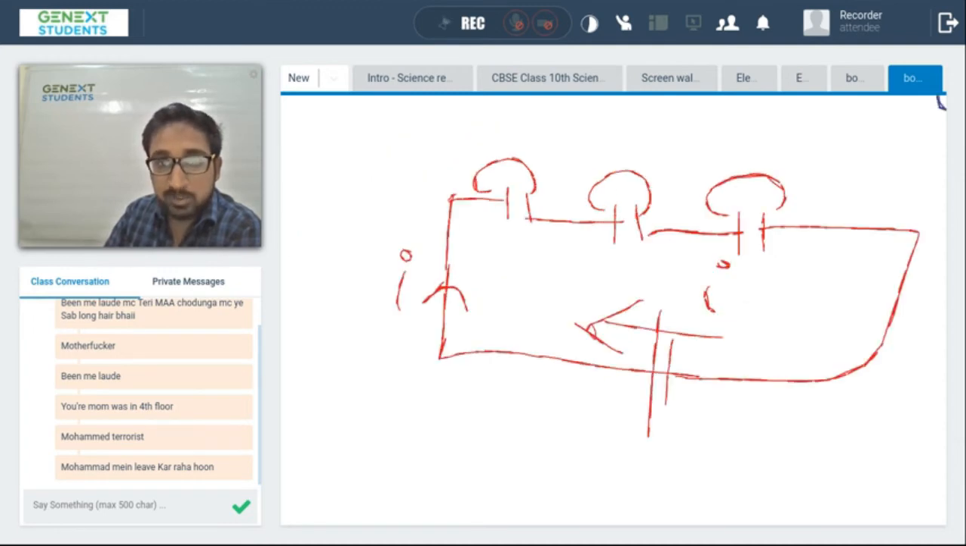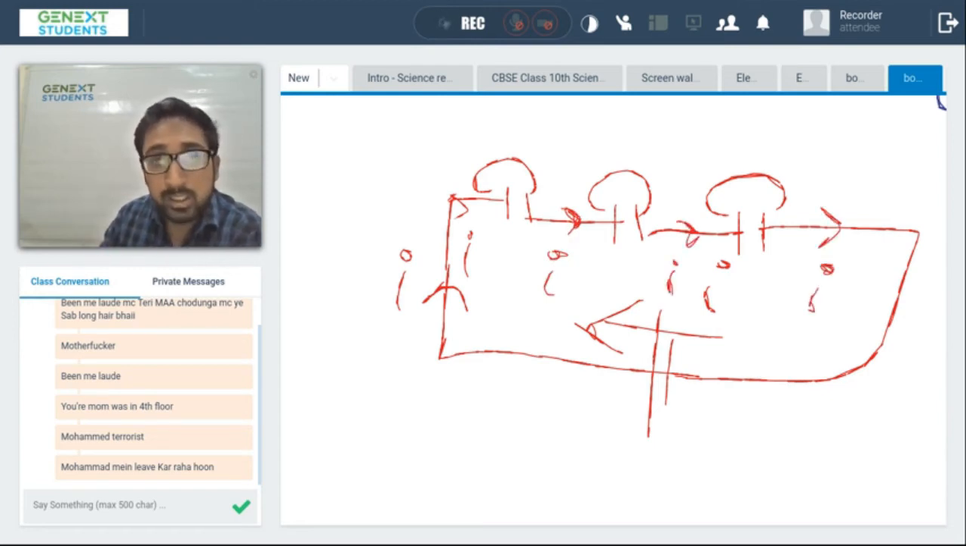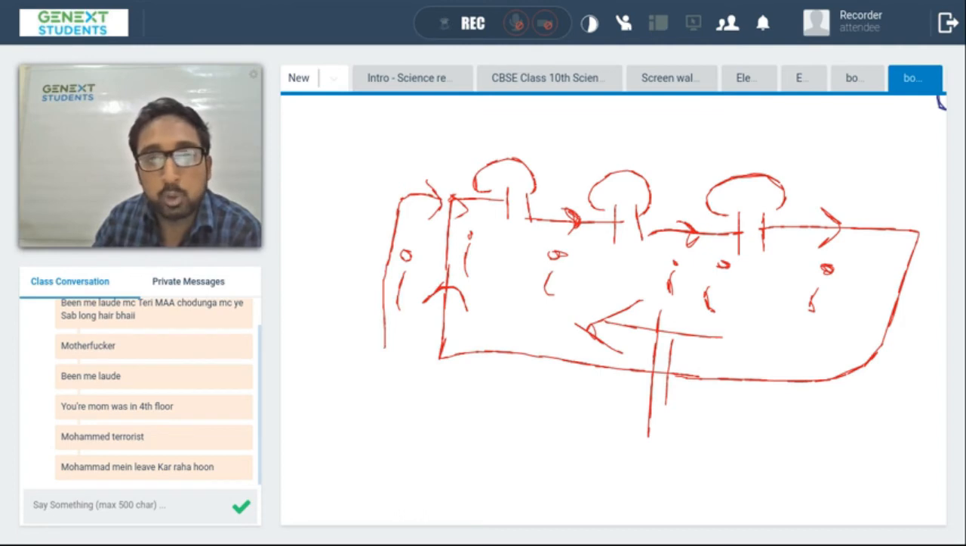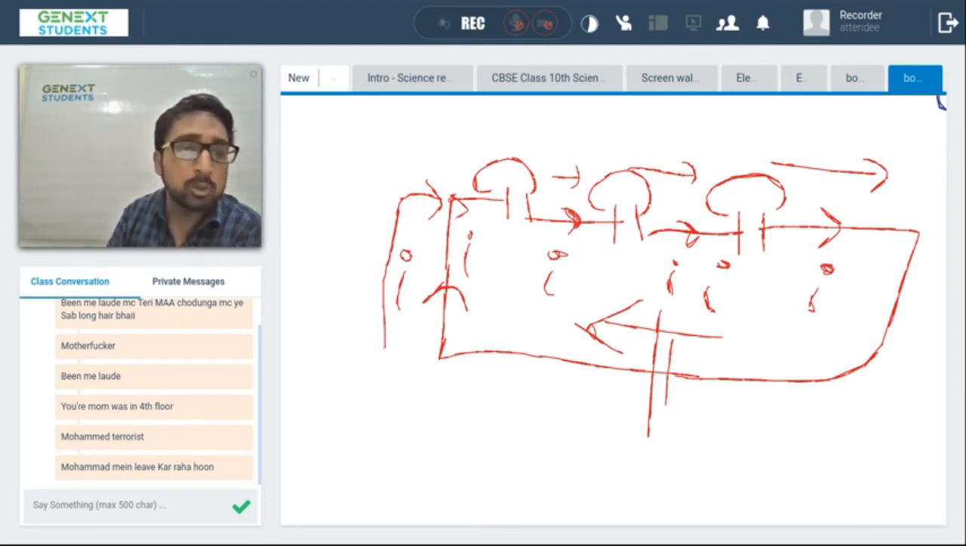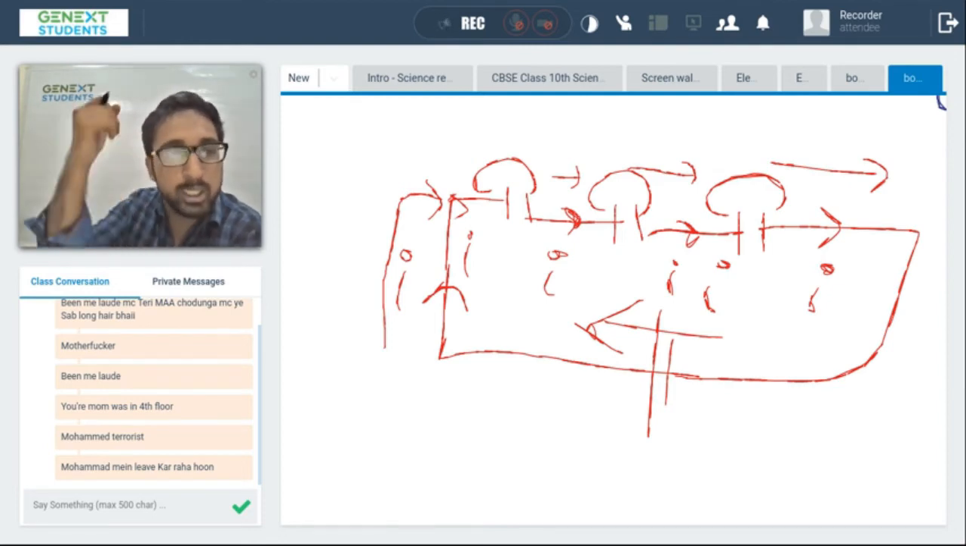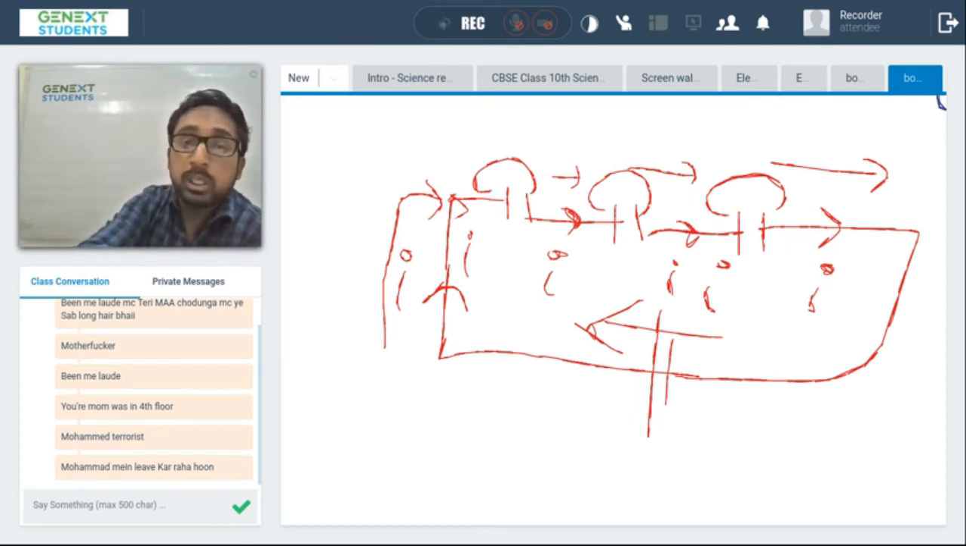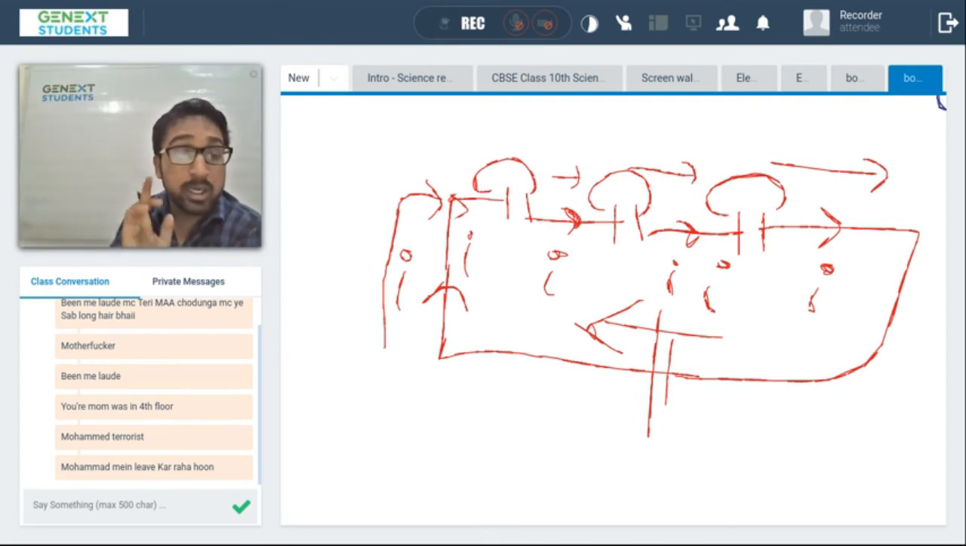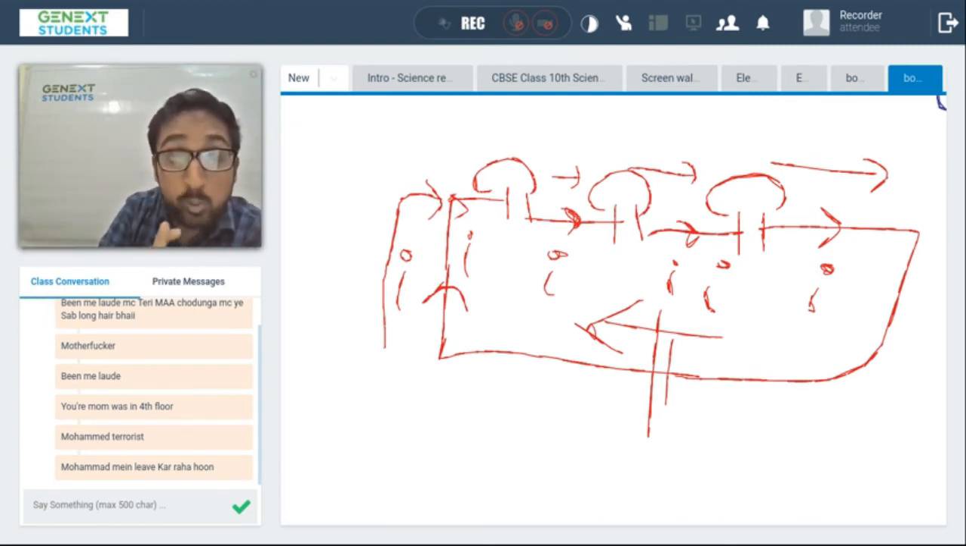What do you mean by series? Series means the current is going to be the same. Is there any way that current could get reduced? For example, if thousands of positrons are going in this direction, they will go from this point to this point, and from here to here. Is there any way for them to get out of the circuit? No, right? So the current is going to be constant in the series combination.